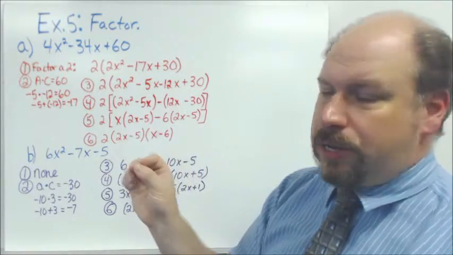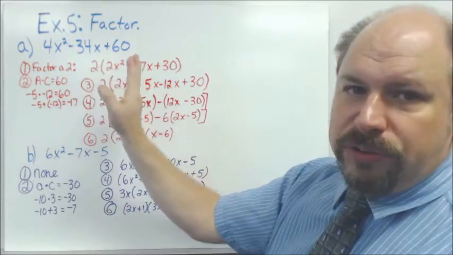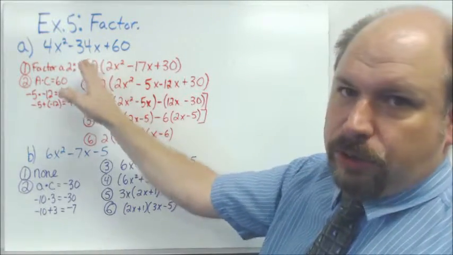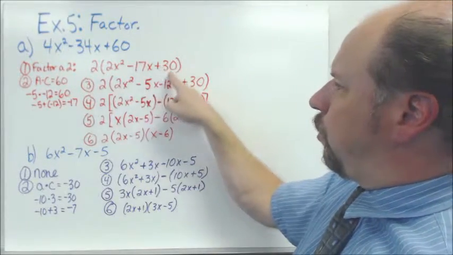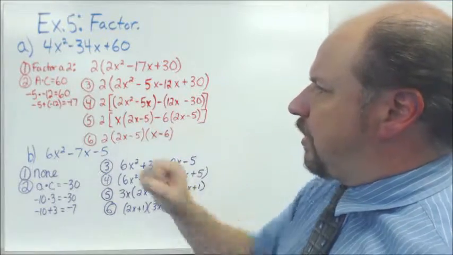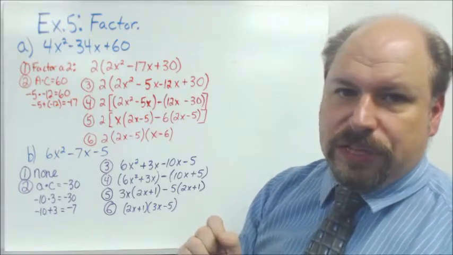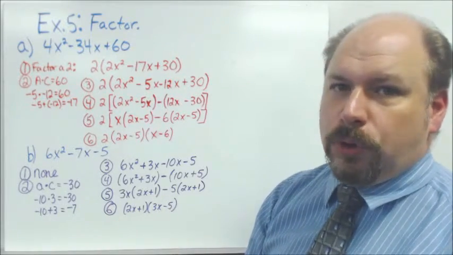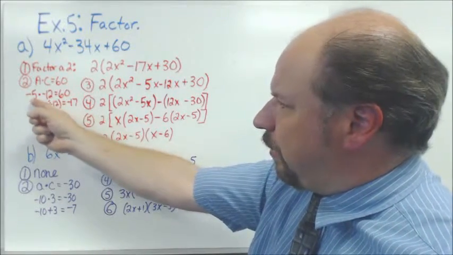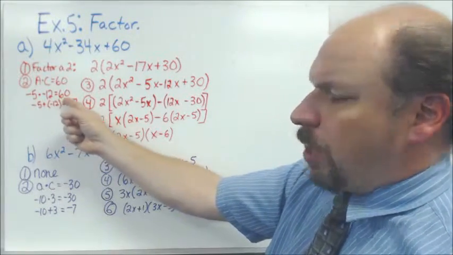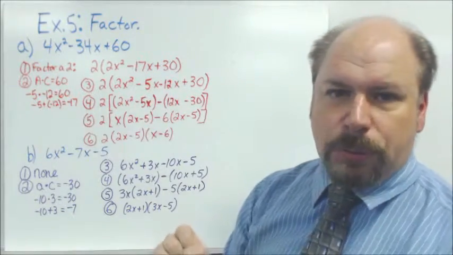Now we need to find a times c. Now remember, we aren't going to do anything more with this 2 because we've already factored it out. So it's just going to hang out up front here. We're not going to touch it anymore. So our a times c is 2 times 30, which is 60. So we need two factors of 60 that add up to negative 17. So factors of 60. That's a bigger number. Might take you a few seconds to figure it out. But it does happen to be negative 5 times negative 12 is positive 60. Negative 5 plus a negative 12 is a negative 17 that we want.